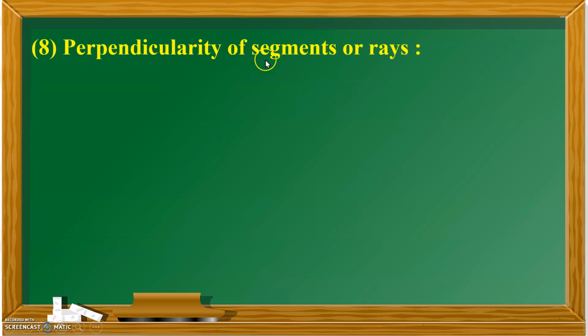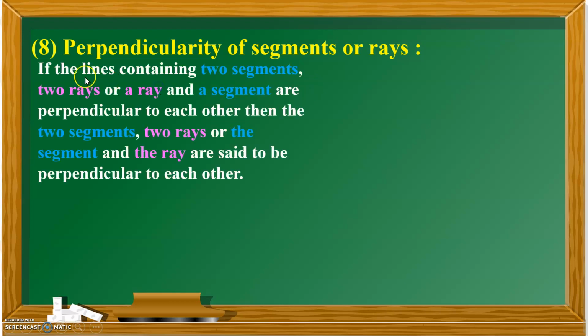Next is perpendicularity of segments or rays. Now, this statement: if the lines containing two segments, two rays, or a ray and a segment are perpendicular to each other, then we can say that the two segments, two rays, or the ray and the segment are said to be perpendicular to each other. Now, this statement, what does it mean? Let's understand with the help of a figure.